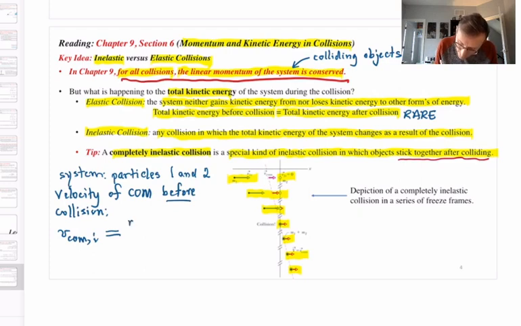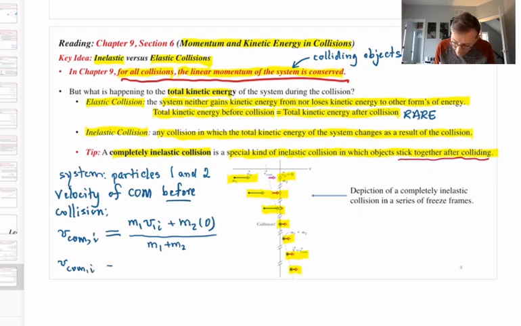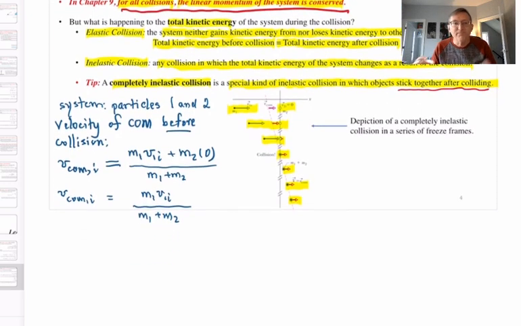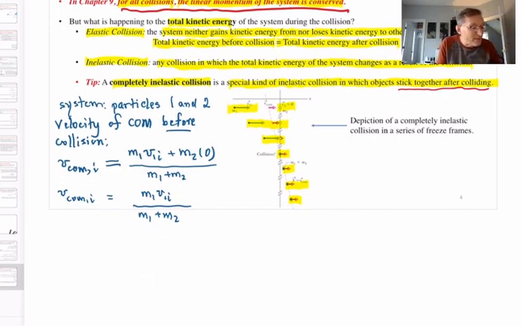So m1 times v1 initial plus m2 times v2 initial. Oh, but v2 initial is 0. All divided by the total mass, m1 plus m2. So VCOM initial is m1 times v1 initial over m1 plus m2. And if I wanted to, I could give you numbers and you could plug in. But I just want symbols. So that's the symbolic expression for the velocity of the center of mass, and that's true anytime before the collision.